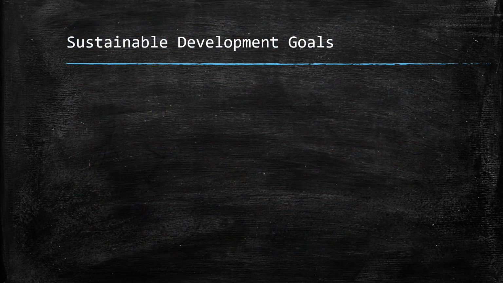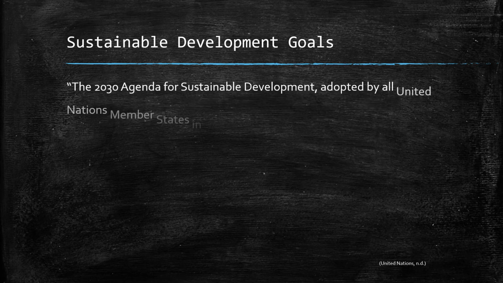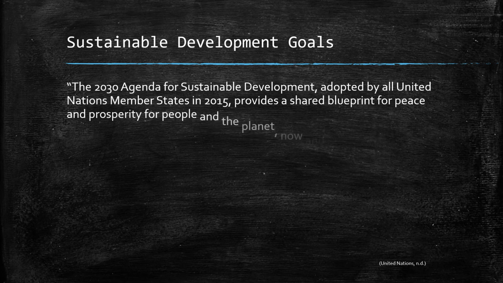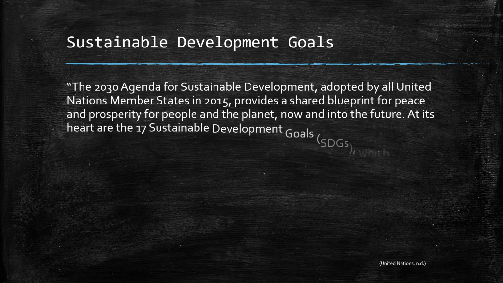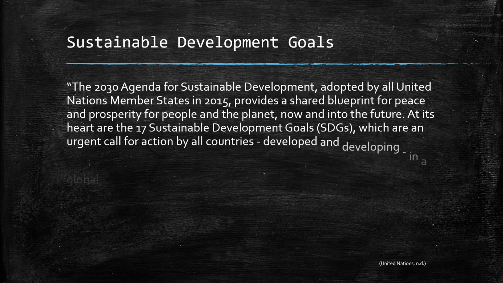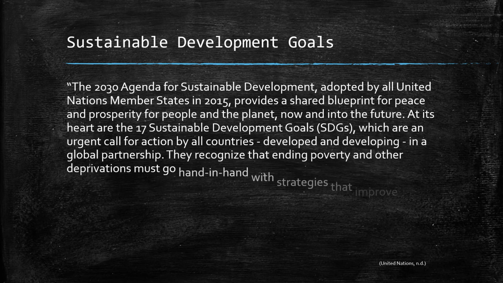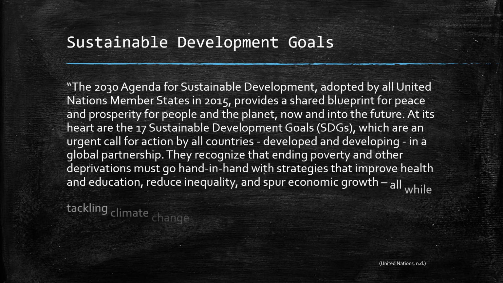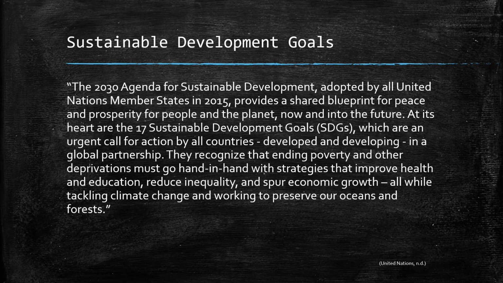To quote the UN, the 2030 Agenda for Sustainable Development, adopted by all United Nations member states in 2015, provides a shared blueprint for peace and prosperity for people and the planet, now and into the future. At its heart are the 17 Sustainable Development Goals, SDGs, which are an urgent call for action by all countries, developed and developing, in a global partnership. They recognize that ending poverty and other deprivations must go hand in hand with the strategies that improve health and education, reduce inequality, and spur economic growth, all while tackling climate change and working to preserve our oceans and forests.